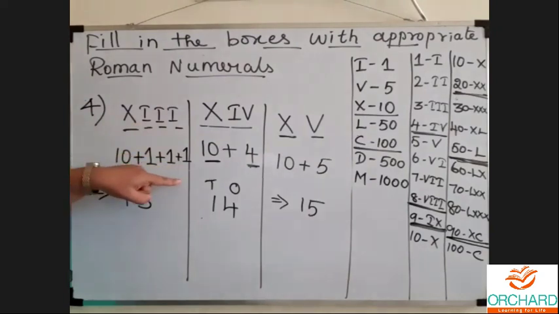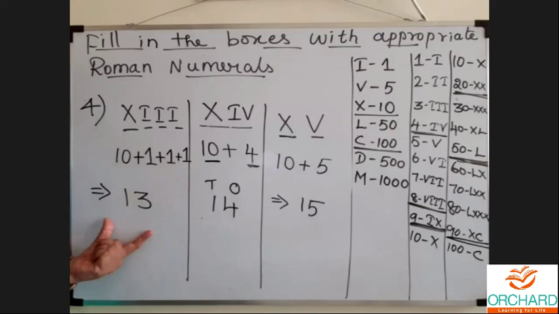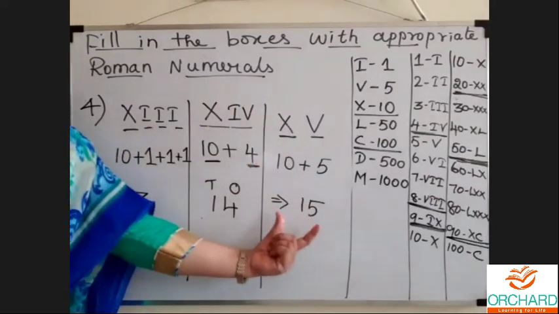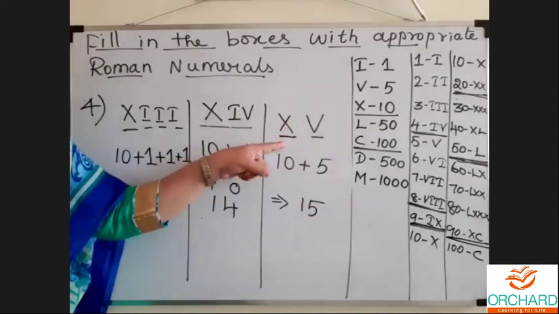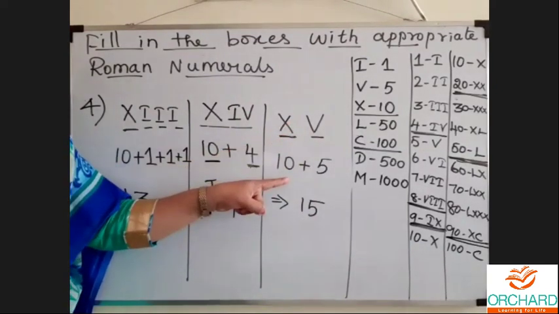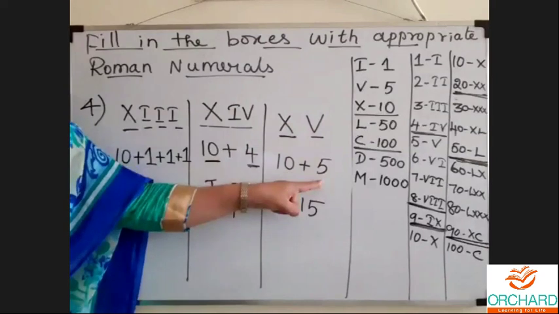When we add all these values, what do we get? 10 plus 1 plus 1 plus 1. That is 10 plus 1, 11, 11 plus 1, 12, 12 plus 1, 13. So XIII can be expressed as 13. After that, we have to find the value of XV. Here the letter X stands for 10 and V stands for 5.